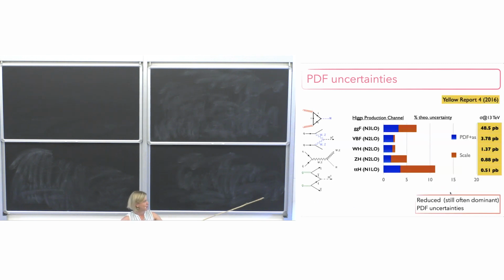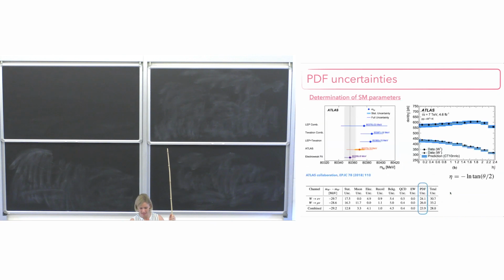And here we go to the Yellow Report 2016, and we see that we went up with the order, so we also had the VBF at next-to-next-to-leading order, so the scale uncertainty diminishes, also the PDF uncertainty goes down, but still you can see that there is this kind of dominant effect of PDF uncertainties, okay? So if we want to do precision physics, we want to reduce the uncertainty of these functions, okay?